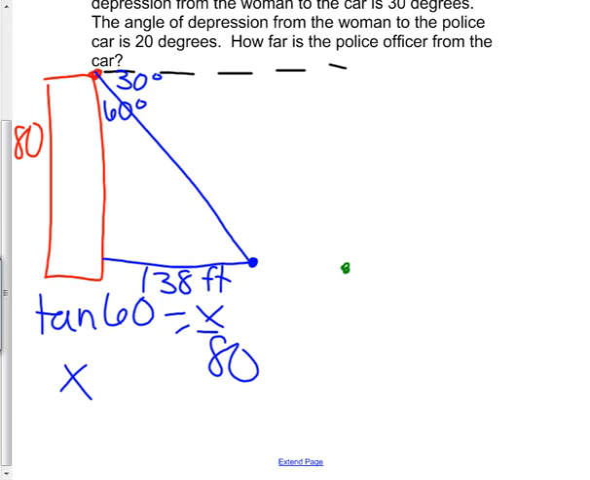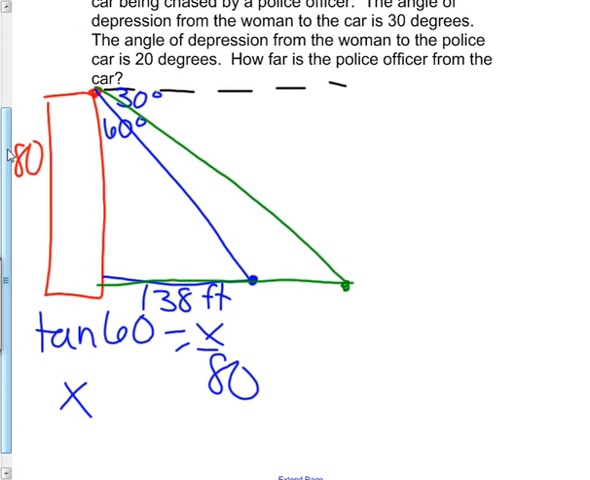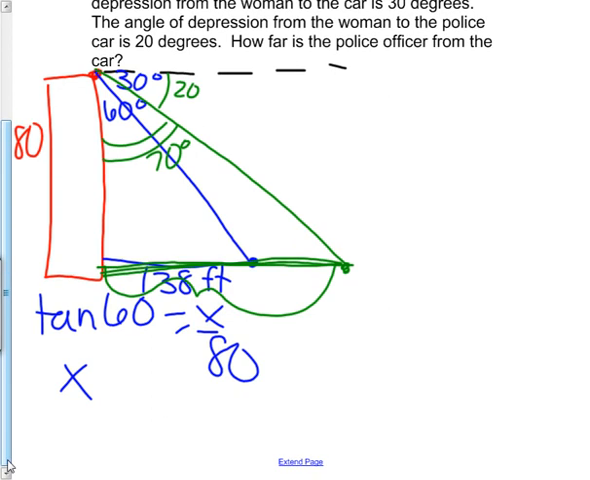Now we got to figure out the police officer. So when she looks at the police officer, her angle of depression changes to 20 degrees. So that's this, which means we really want to be looking at 70 degrees. I want everyone to figure out how far the police officer is from the building. How far is the police officer? The car's 138 feet from the building. The police officer is how much? 219 feet.